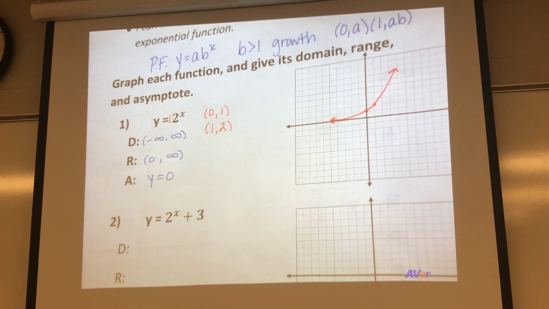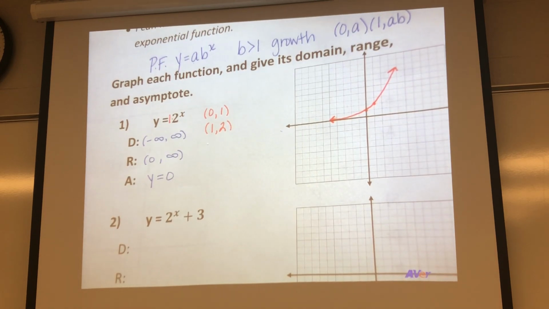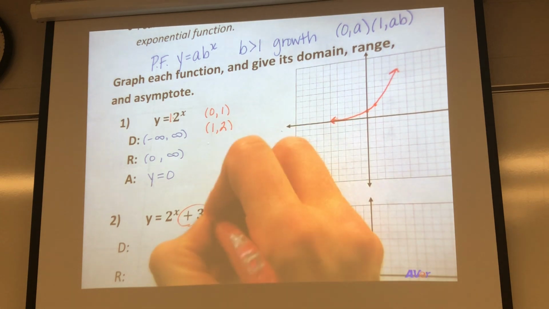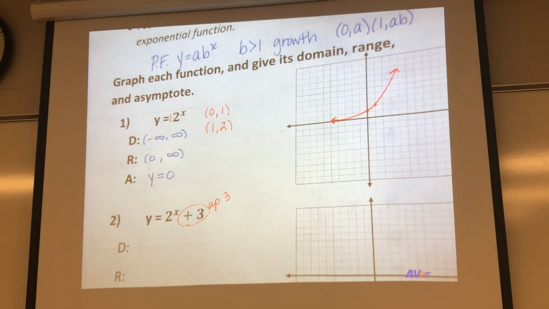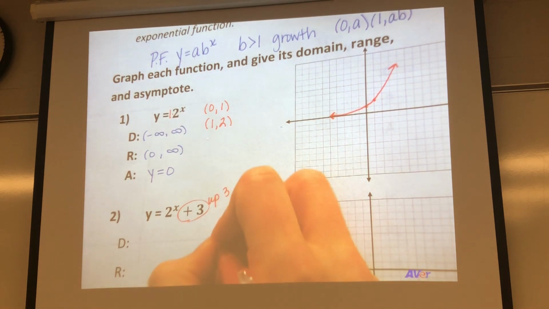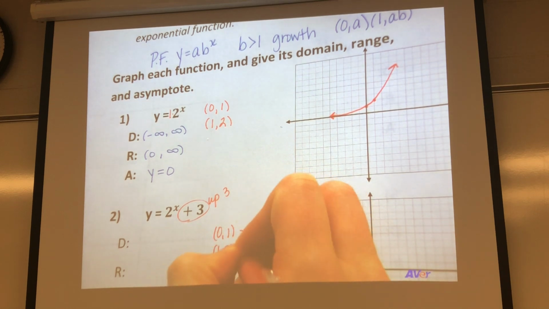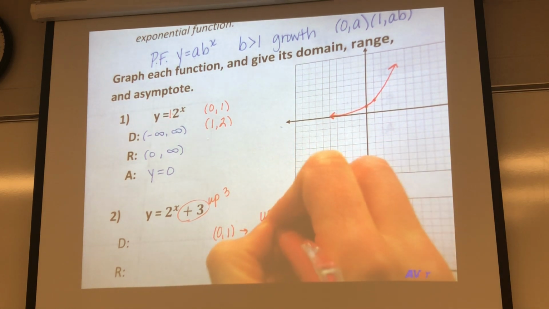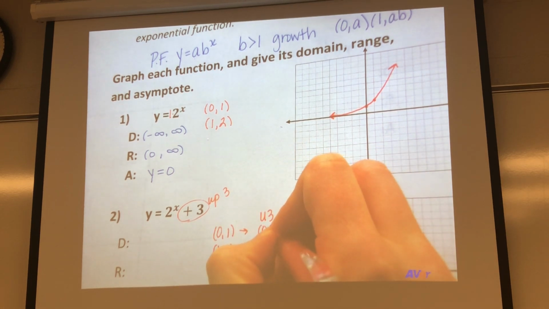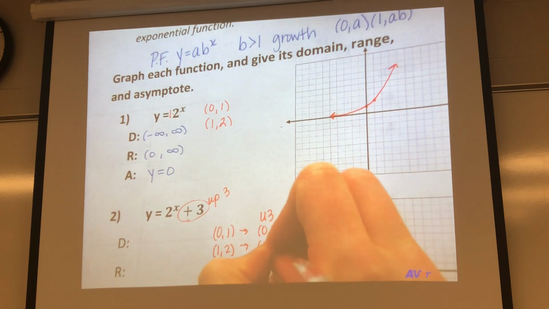Now we're going to take that parent function and we are going to do some translations with it. So since this now says plus 3, that is up 3. So we're going to take those same points that we had before, the (0, 1) and the (1, 2). And if we move them up 3, that's not going to change the x value, but it will change the y value.